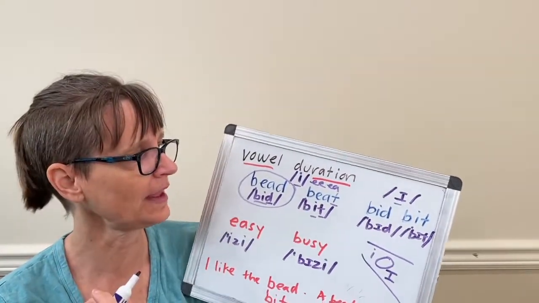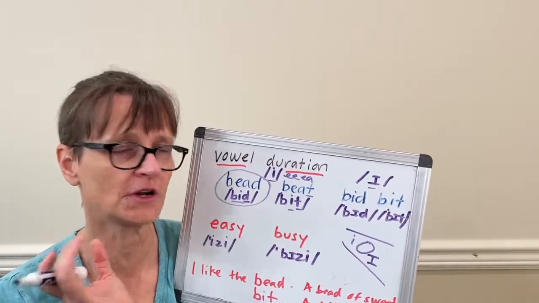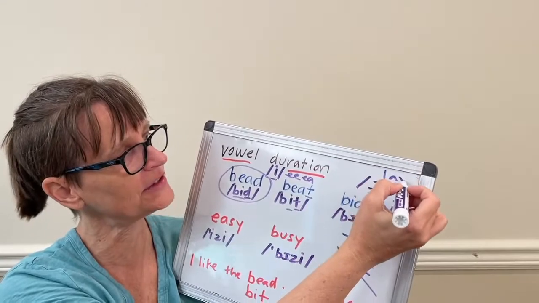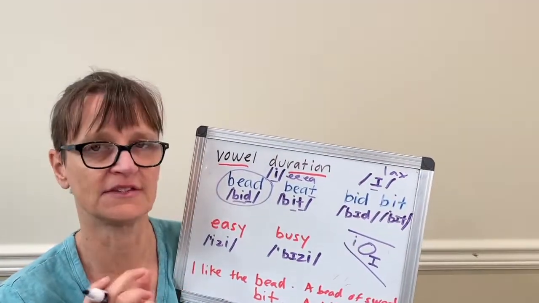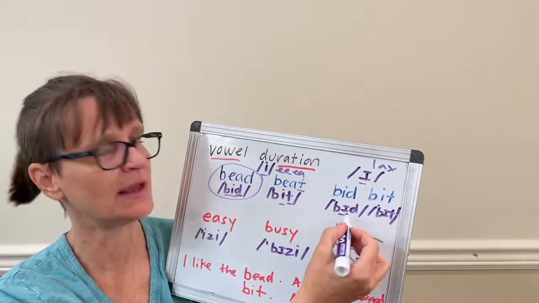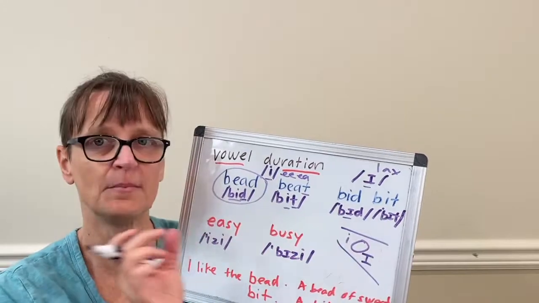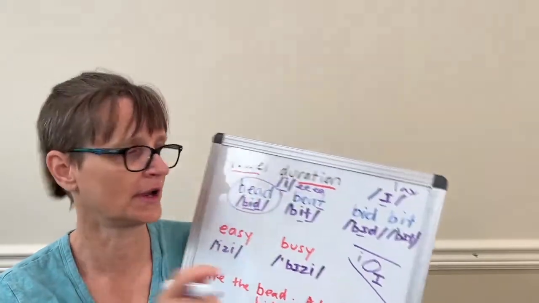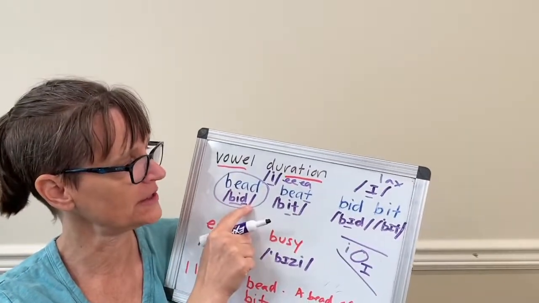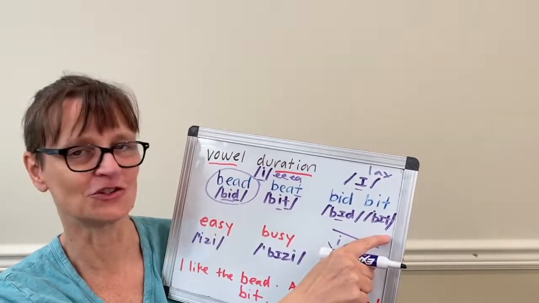And then when we come to the I vowel, which some teachers call the short I, it's the lax high front vowel, the I sound. The same thing happens. When I say "bid," I need to hold that I a little longer versus "bit," it's a little bit shorter. So overall, this one's the longest. This is the next longest, this is the next longest, and this is the shortest.